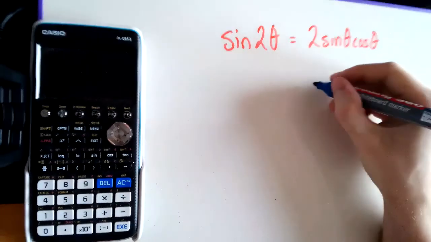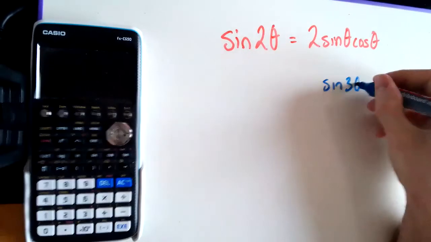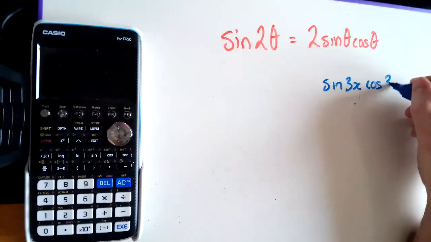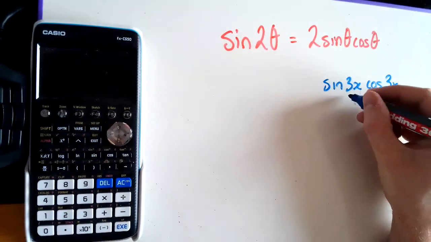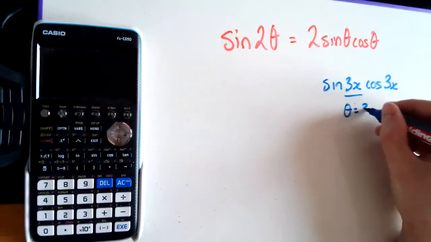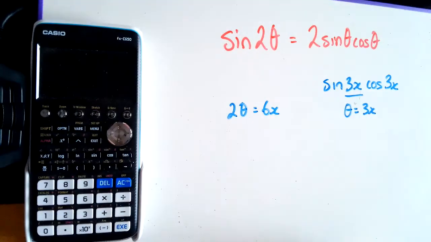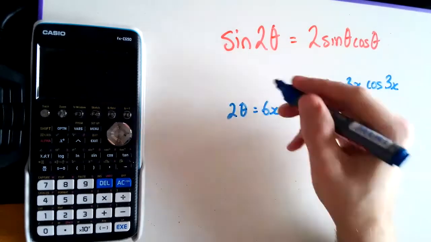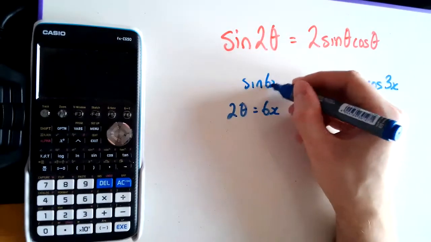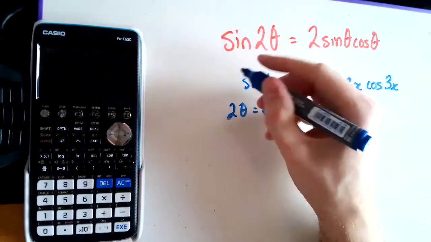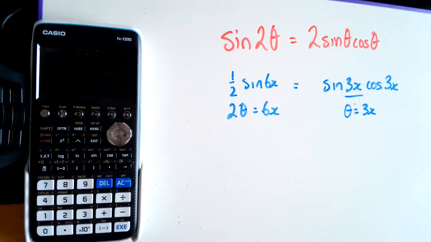I had sine 3 theta cos... actually let's stick with x: sine 3x, cos 3x. Well, this time I want theta to equal 3x. So 2 theta would equal 6x, so times by 2. So over here I would have sine 6x. But look, I don't want the 2, so I have to divide both sides by 2, so I'll get a half sine 6x. Now we'll do an example to see why that's important in a second.